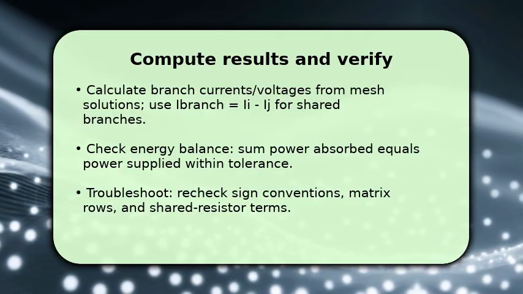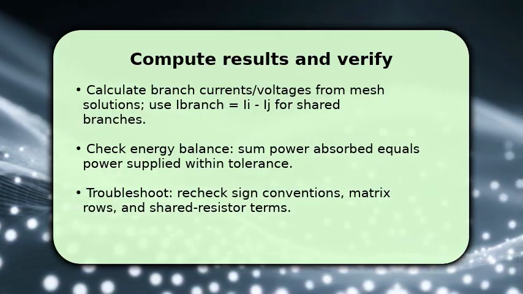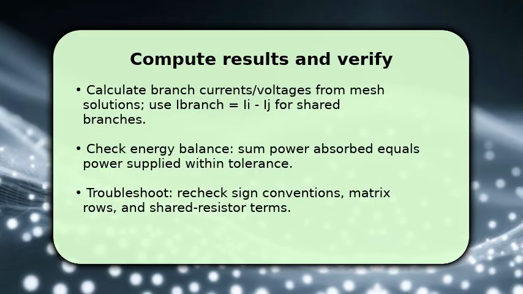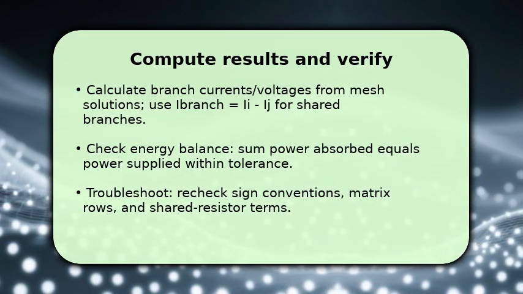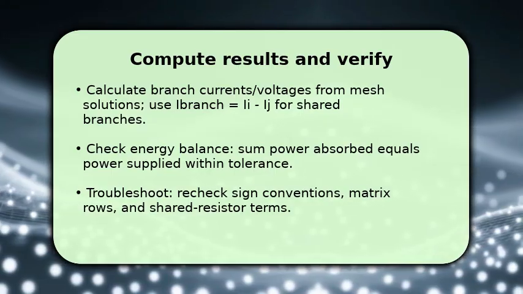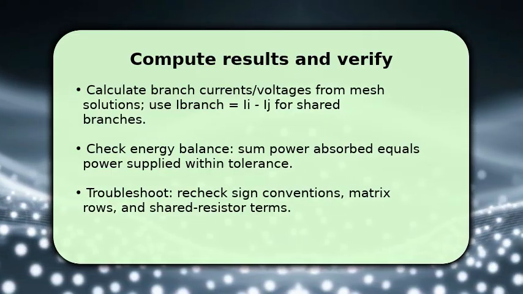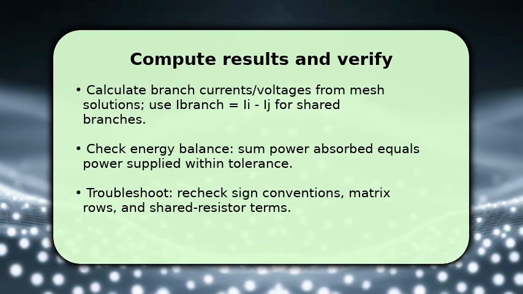If numbers look wrong, troubleshoot. Recheck sign conventions and KVL directions, confirm each matrix row corresponds to the correct mesh equation, and ensure shared resistor coefficients are entered as negatives where appropriate. Small input mistakes cause big errors.